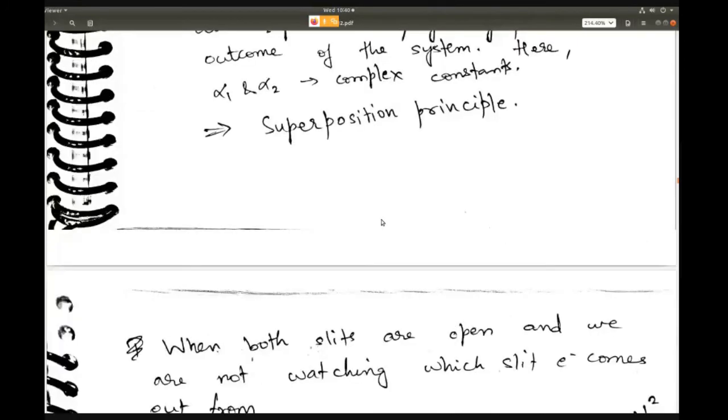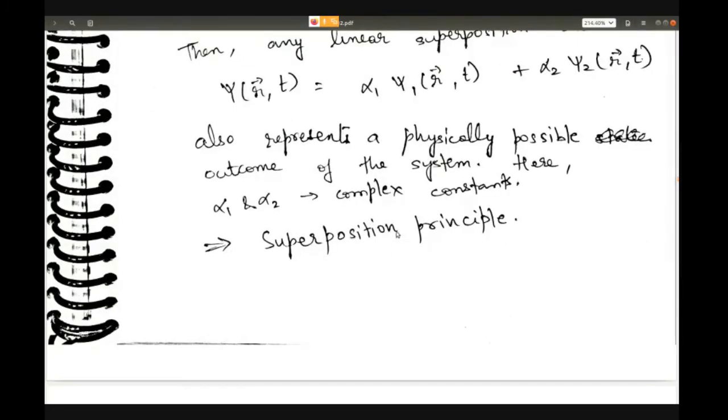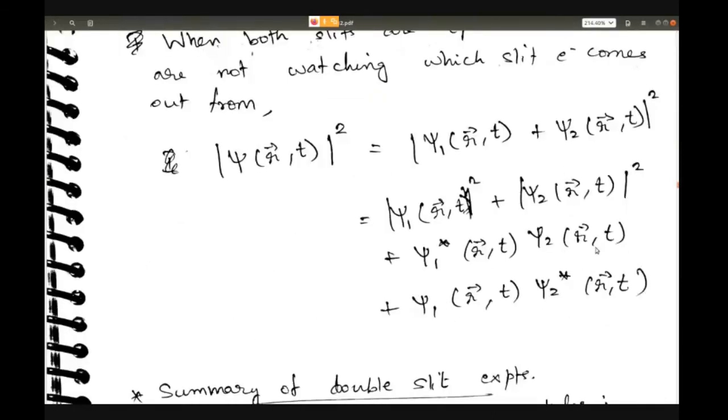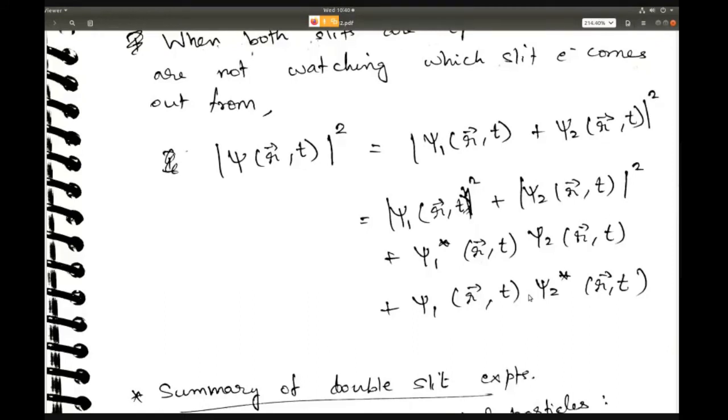Okay, anyway, so the point is for the case of electron, we will have psi is equal to psi 1 plus psi 2. When you want to calculate the intensity, you're going to do psi square, which means you're actually doing psi 1 plus psi 2 whole square. If you do this, you are going to get I1 square plus I2 square plus some oscillating term, right? And that is why you see the interference pattern. So this is the principle of linear superposition.